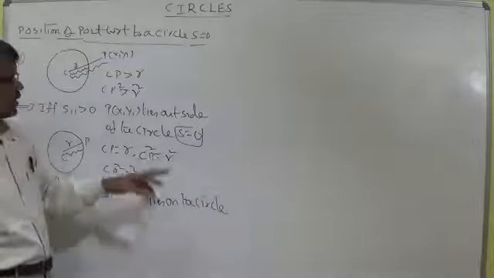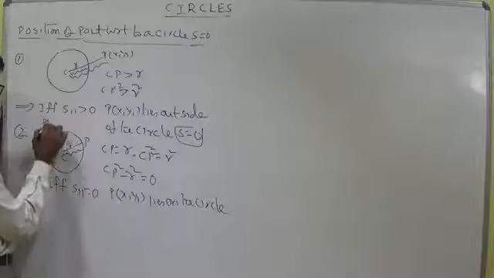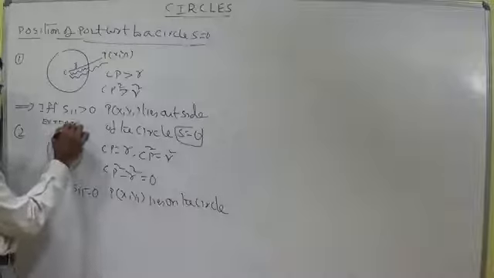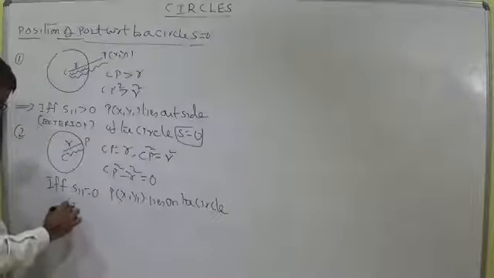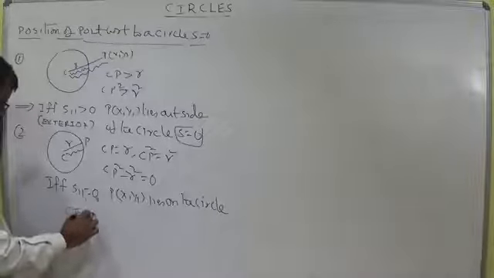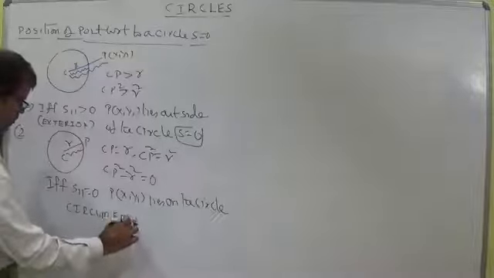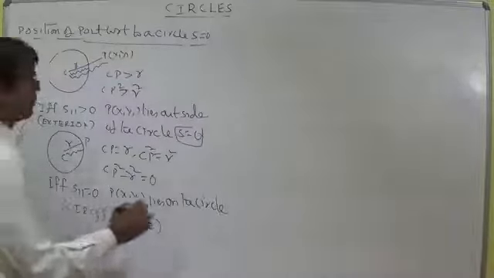The first case is outside, or exterior. Within brackets you can write exterior point. For this case you can write circumference point, or on the circle point.